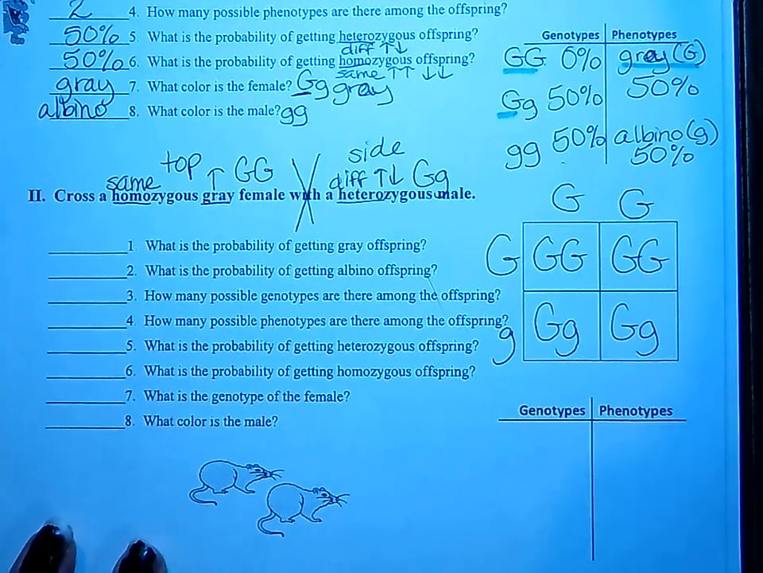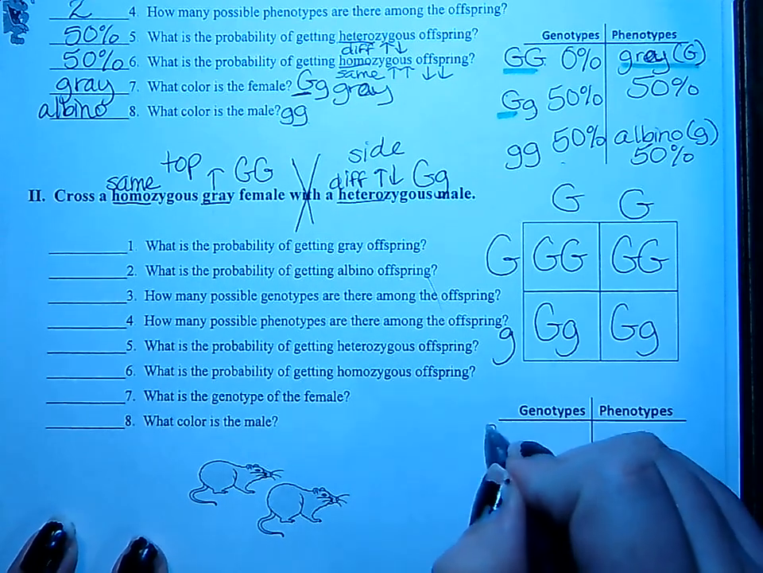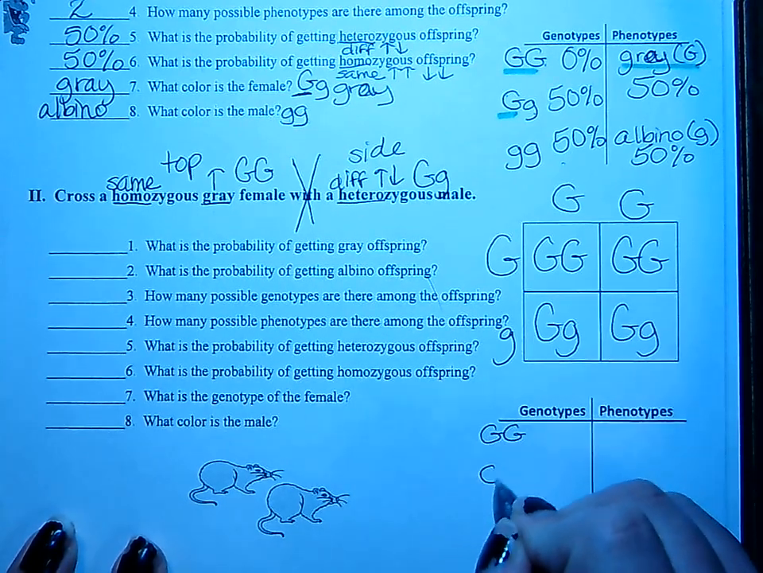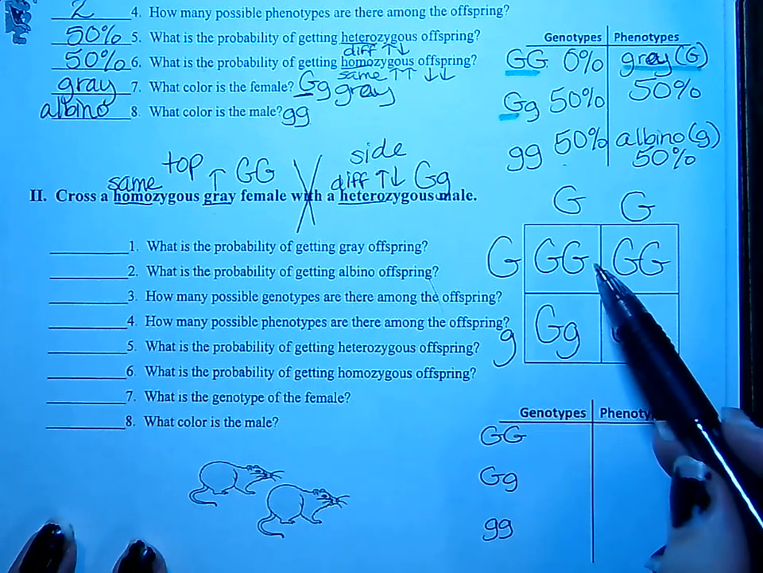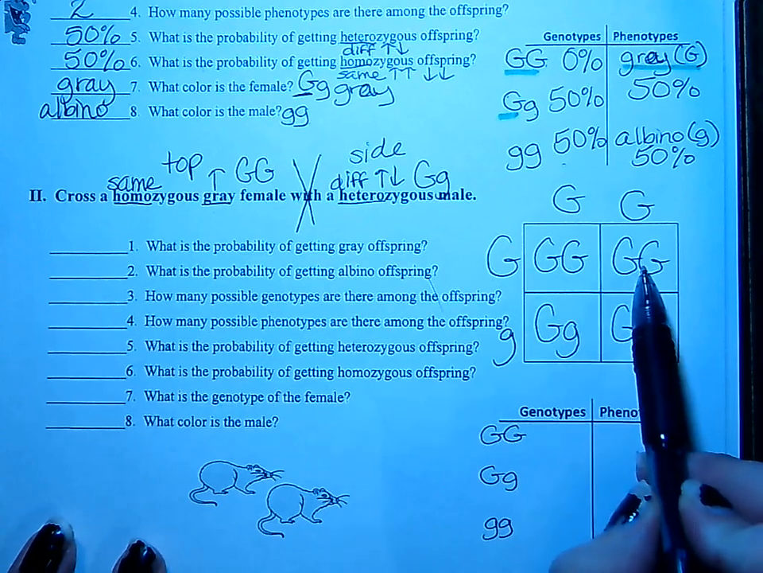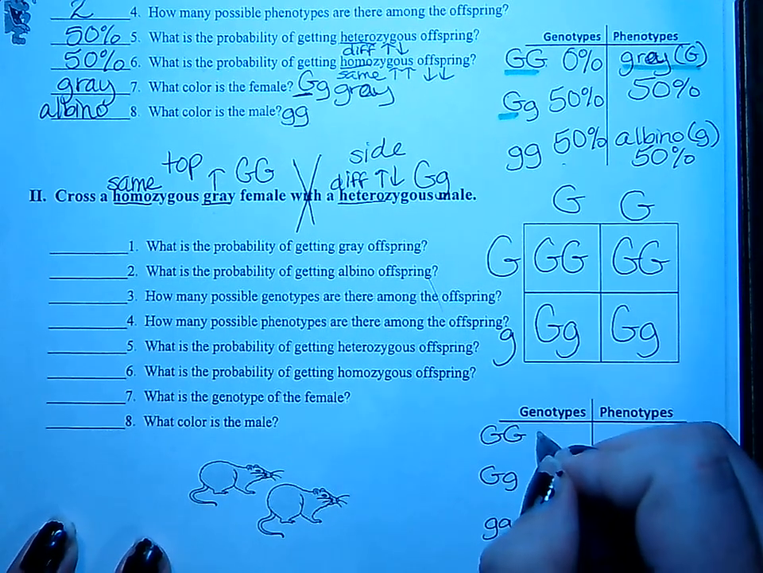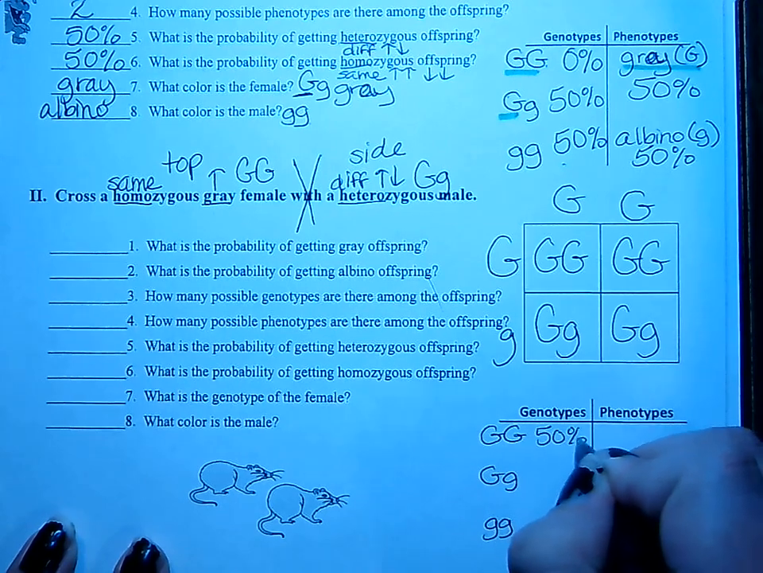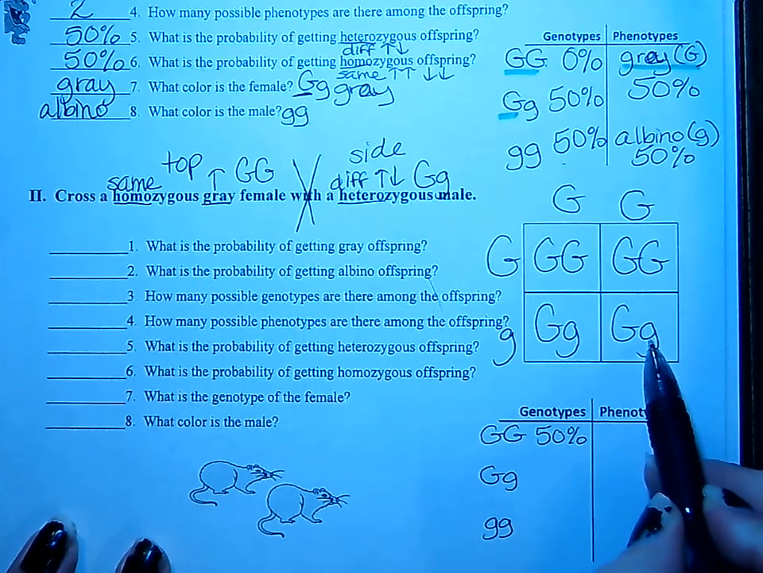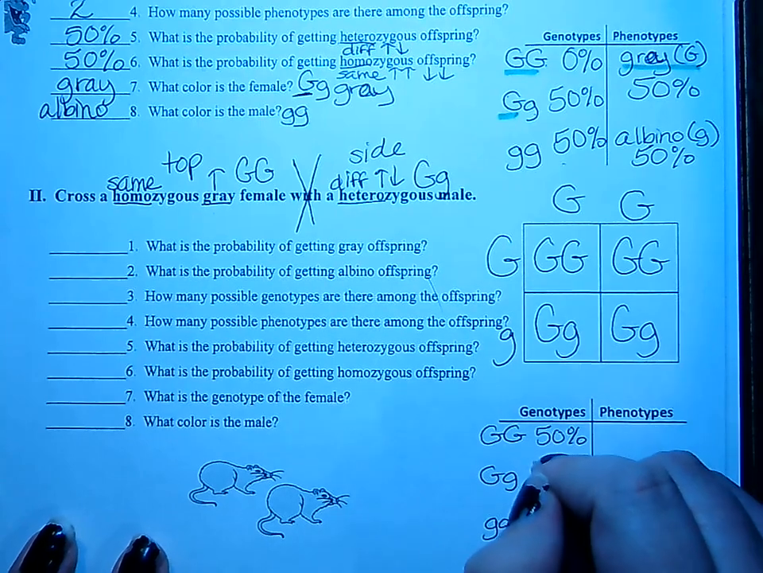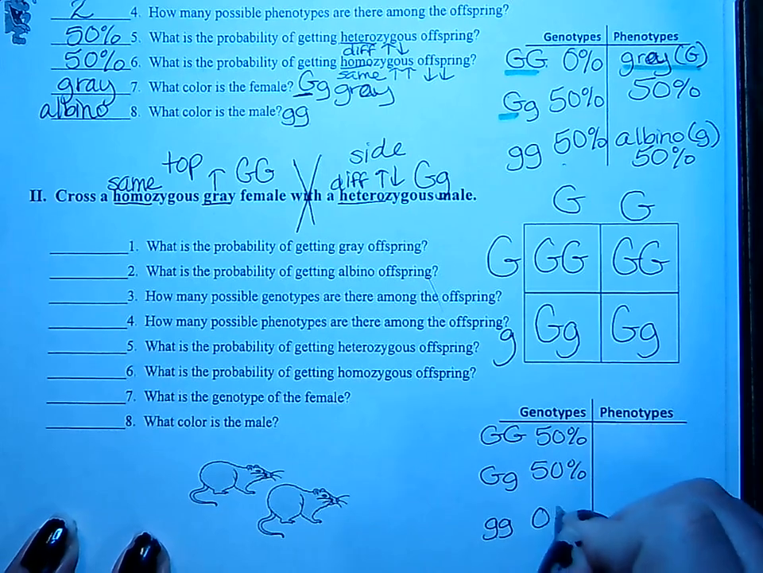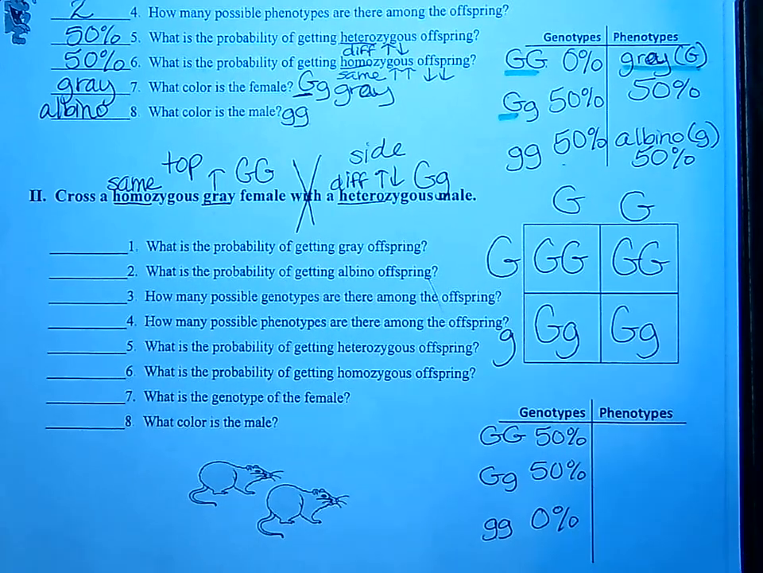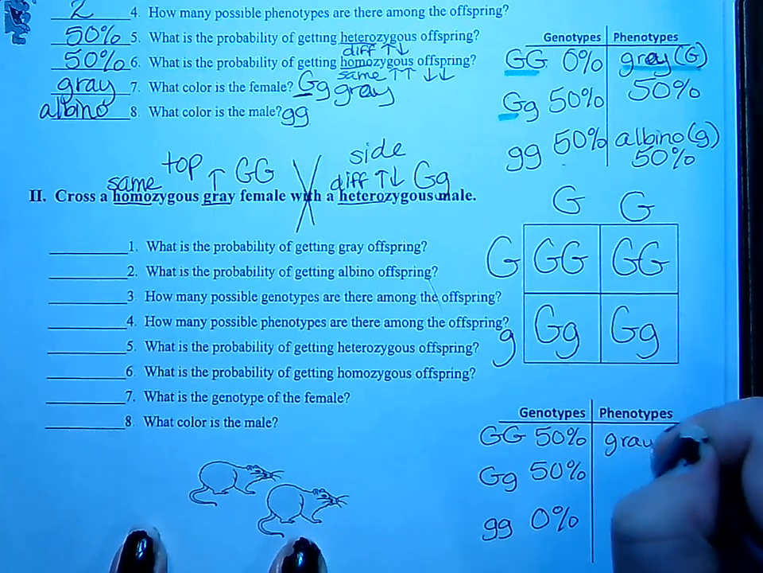Remember, for genotypes, you write all the possibilities using that letter. Big G big G, big G little g, little g little g. Looking at our Punnett square, 2 of the squares have big G big G. So that would be 2 out of 4 or 50%. Big G little g, we have 2 out of 4, which is 50%. None of them have little g little g. That one would be 0%. For phenotypes, our dominant trait is gray.